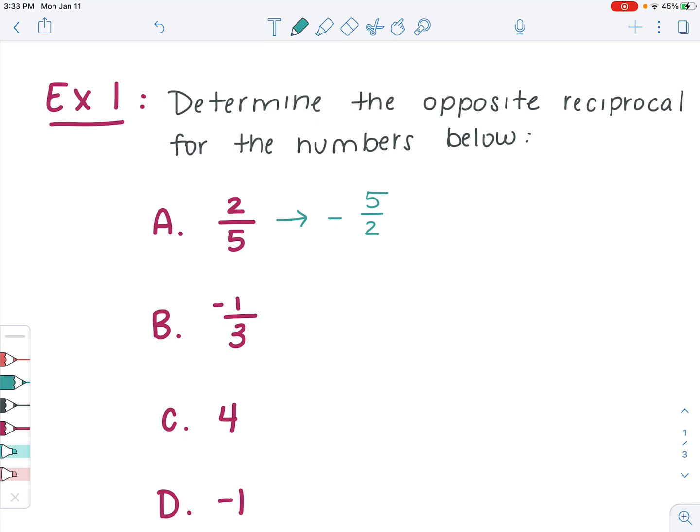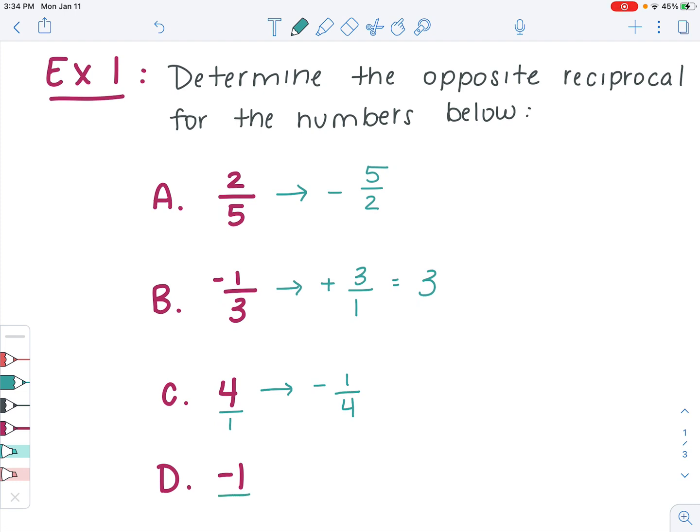So if I want the opposite reciprocal of negative 1/3, it becomes positive 3/1, which can be simplified to just 3. I don't need to write the positive, and I don't need the 1 in the denominator. If I want to find the opposite reciprocal of 4, I know that when I have a whole number and want to turn it into a fraction, my denominator is 1. Since 4 is already positive, I'm going to make it negative, and then when I flip it, it's going to become negative 1/4.